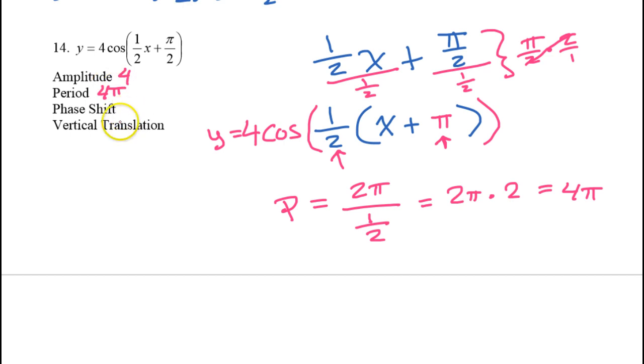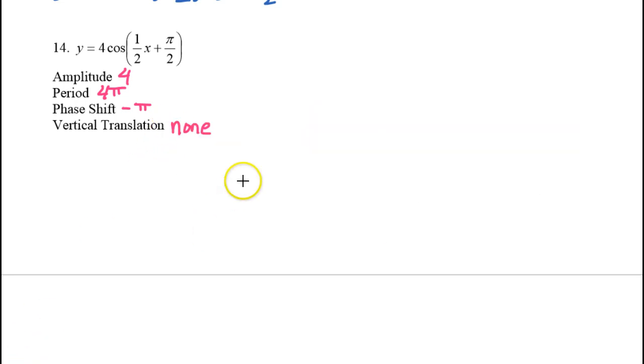4π. Now the phase shift is right here. It will just be the opposite sign. So because it says plus pi, that means that the phase shift is -π. There is no vertical translation because nothing is being added or subtracted. So we're just going to say none. So we can go ahead and make the x-axis now.